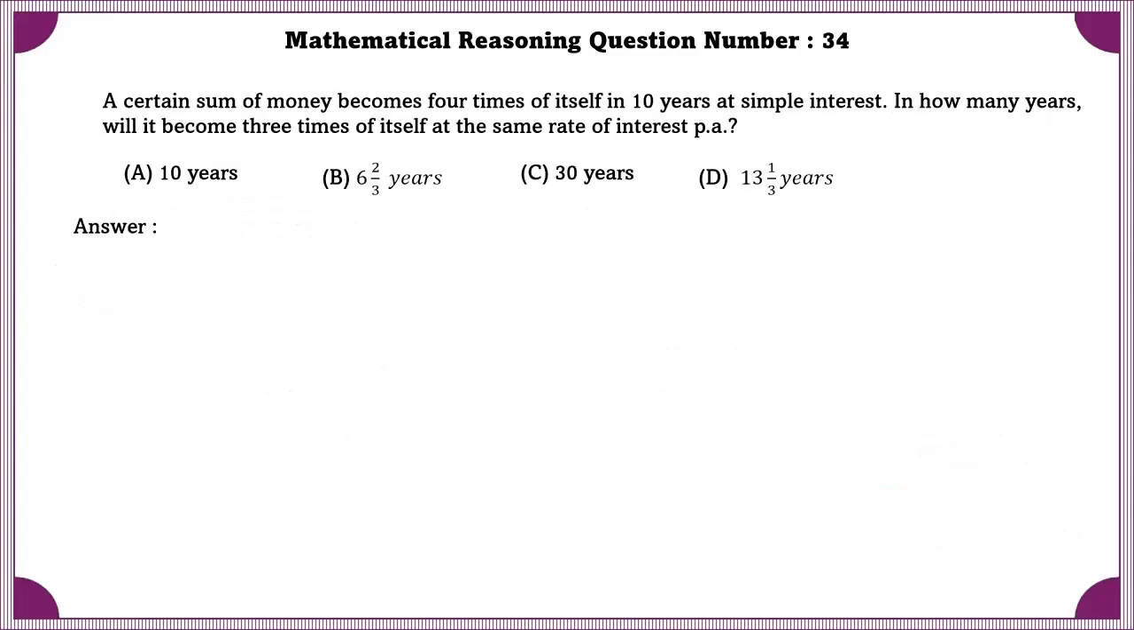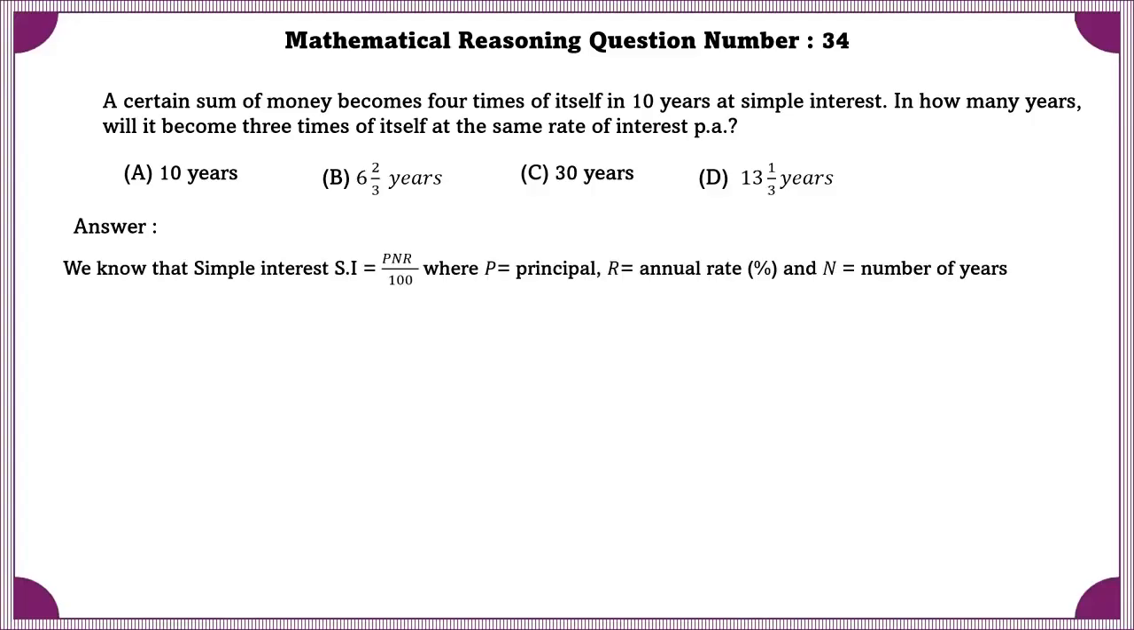Mathematical reasoning question number 34. A certain sum of money becomes 4 times of itself in 10 years at simple interest. In how many years will it become 3 times of itself at the same rate of interest per annum? We know that simple interest is equal to P N R by 100, where P is equal to principal, R is equal to annual rate, and N is equal to number of years.